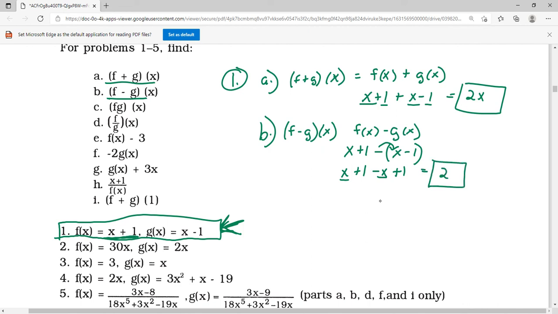Alright, and then you would go on to C. So you'd write that, and then you would plug in your functions for 1. Once you finished all the way down, right, then you would do that same thing for number 2, using those values.